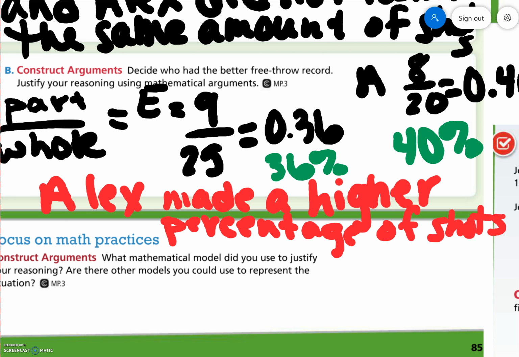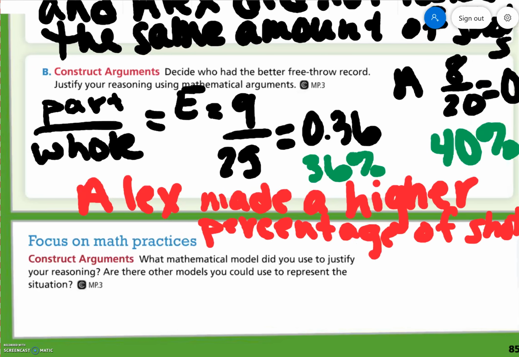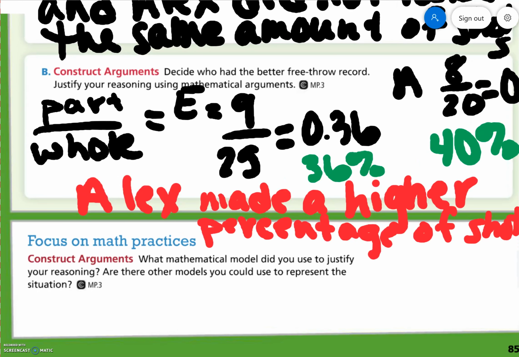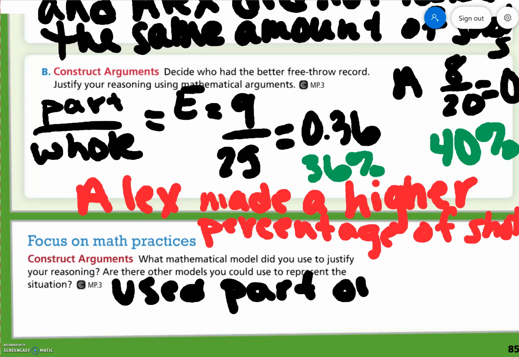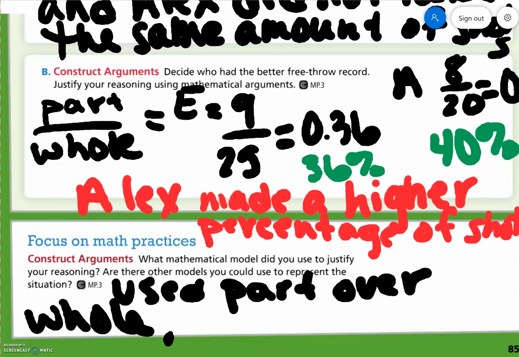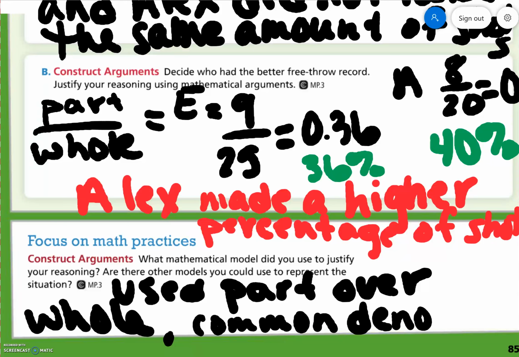Focus on math practices. What mathematical model did you use to justify your reasoning? Are there other models you could use to represent the situation? So we used part over whole. We could have also gotten a common denominator and just compared the numerators.